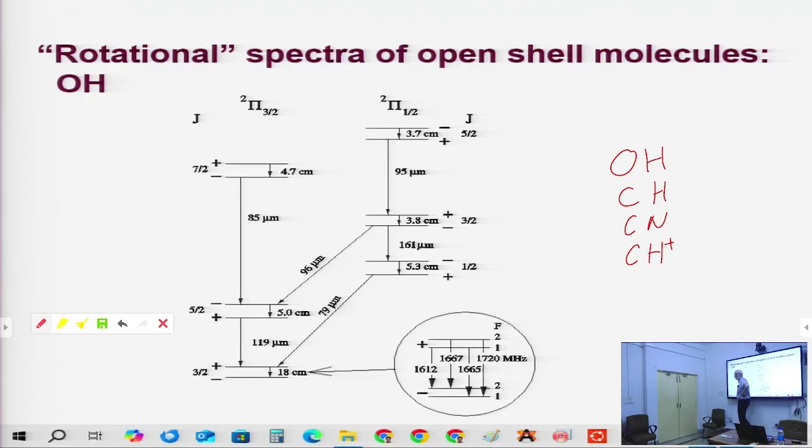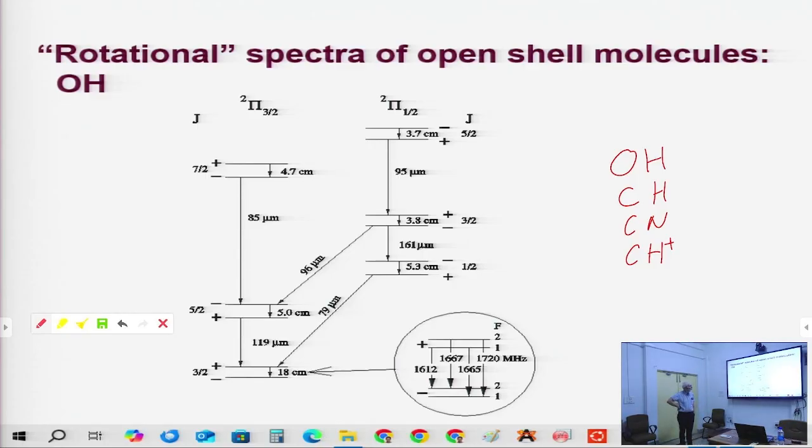Those 4 were all observed in the 1940s, and they're observed actually through their electronic spectra at visible wavelengths. They happen to be all open shell species. So they had electronic spectra you could observe in the visible, and people saw rotational transitions against it. And so OH is a very valuable interstellar molecule.